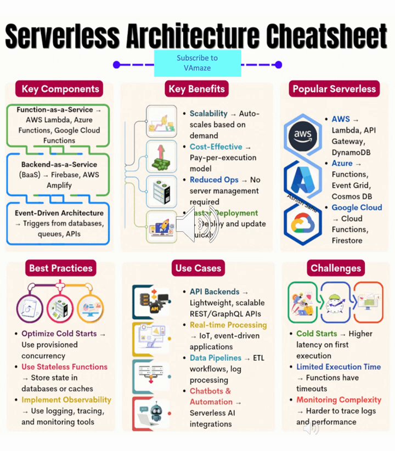Understanding key components. Serverless architecture revolves around three fundamental building blocks. Function as a service, FaaS, represents the core concept, where individual functions like AWS Lambda, Azure Functions, and Google Cloud Functions execute code without server management. Backend as a service, BaaS, provides managed services like Firebase, AWS Amplify, and DynamoDB that handle backend infrastructure. Event-driven architecture completes the picture, using triggers from databases, queues, and APIs to initiate function execution.